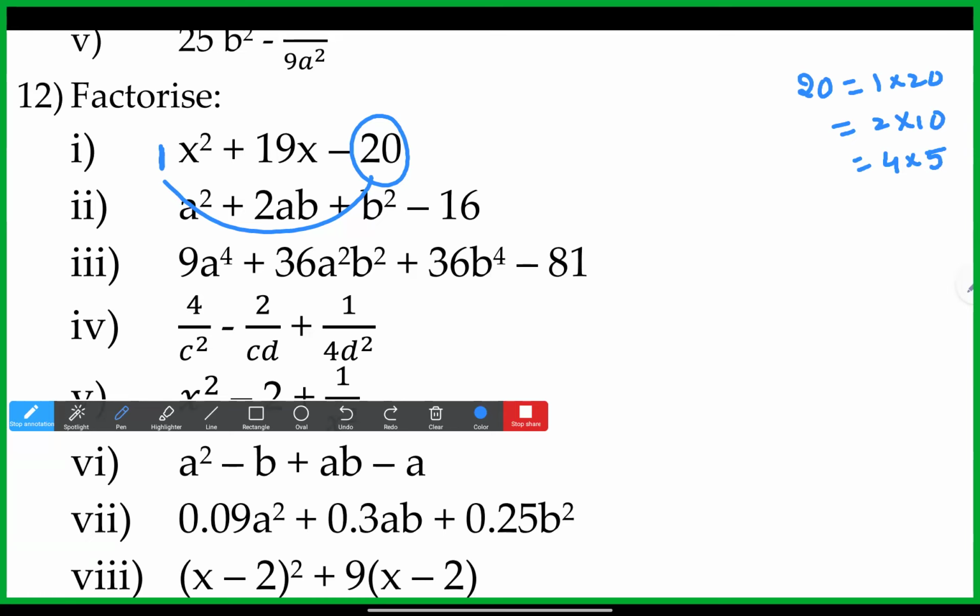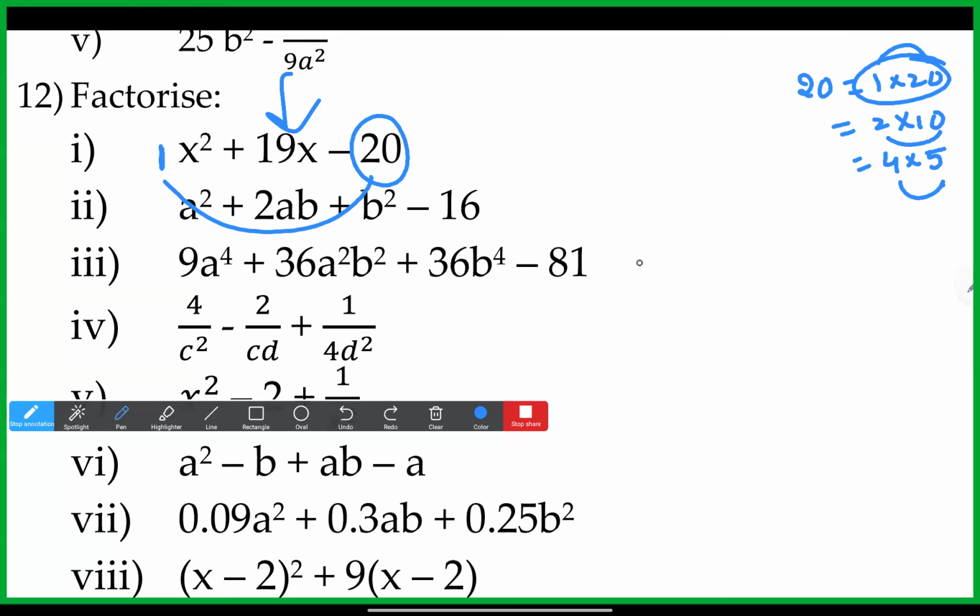Now among these three, Maisha, you have to check which two numbers, if you add or subtract, you will get 19. So 10 plus 2 is 12, 10 minus 2 is 8, 4 plus 5 is 9, 5 minus 4 is 1. So 19 we should get. 20 plus 1 is 21, 20 minus 1 is 19. So the last pair we have to select, and we have to split this 19x now.